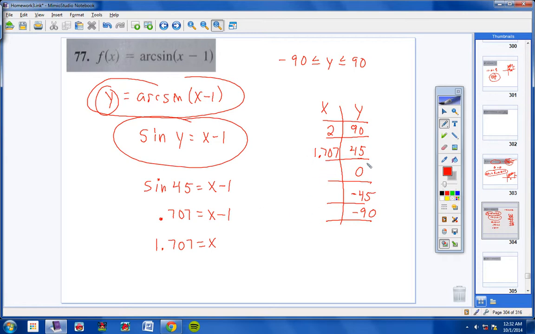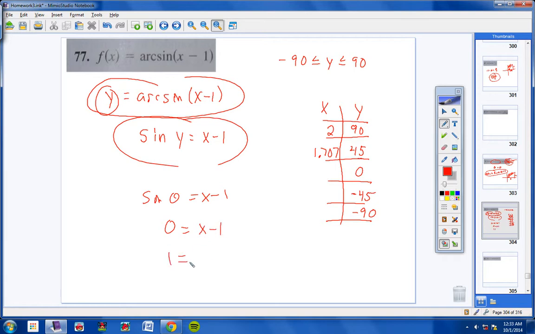Now let's put 0 in for y very quickly here. So 0 in for y. I'm going to go a little faster now, students. Sine of 0 equals x minus 1. Sine of 0 is 0. So I have 0 equals x minus 1. Bring your 1 over, make it positive, and 1 equals x. So we'll put a 1 here, okay?